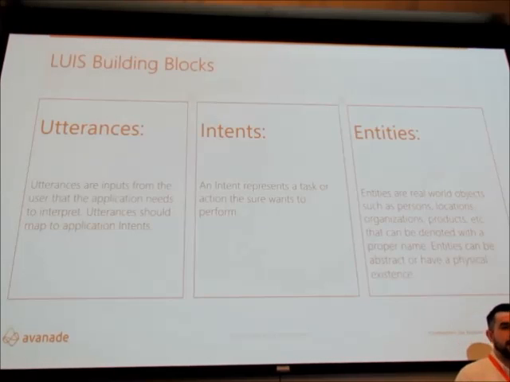So I said things like utterances, intents, and entities. Basically, an utterance is just a sentence that we expect our model to interpret. Intents are something that we expect, so we have predefined intents in our model, and that's kind of what we want to do and what we expect to have returned to us by the model.